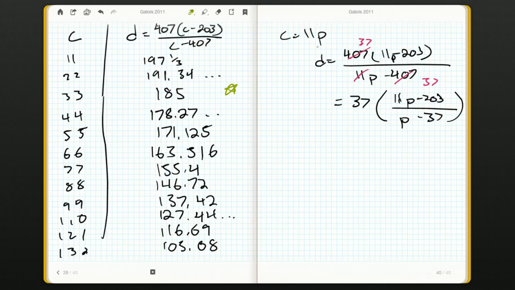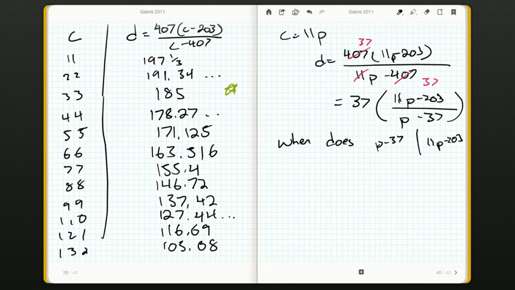So obviously if we say C is 11p, a whole bunch of stuff cancels out. We're left with this slightly simpler looking thing. So we really just want to ask ourselves, when does p minus 37 divide 11p minus 203? For some reason the answer is p equals 3. But why?